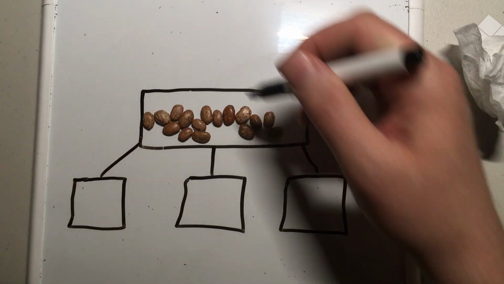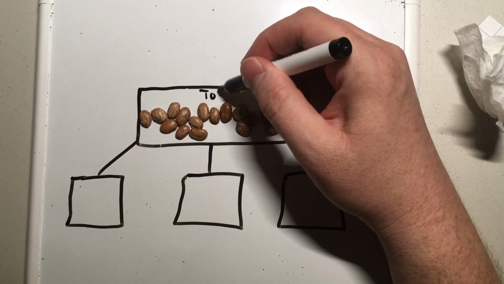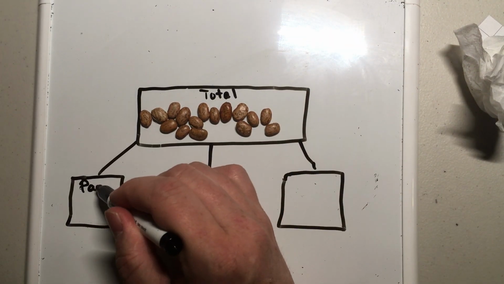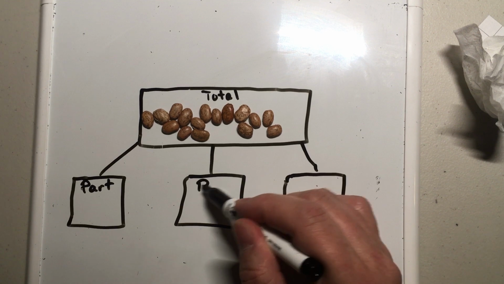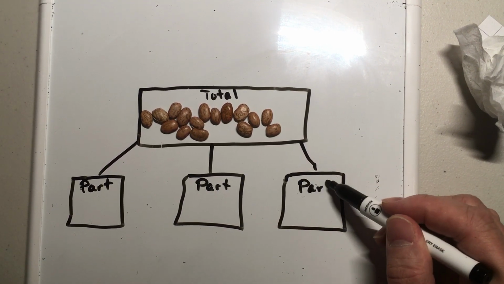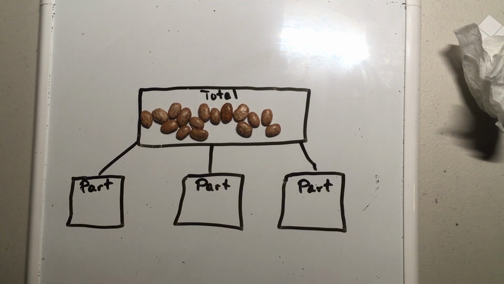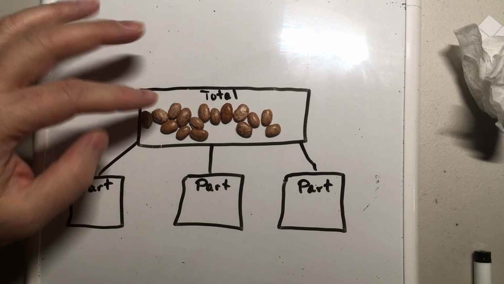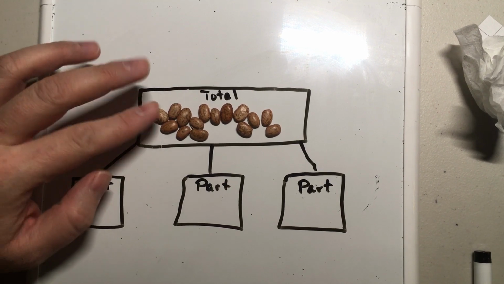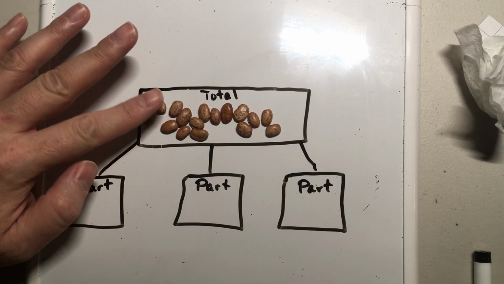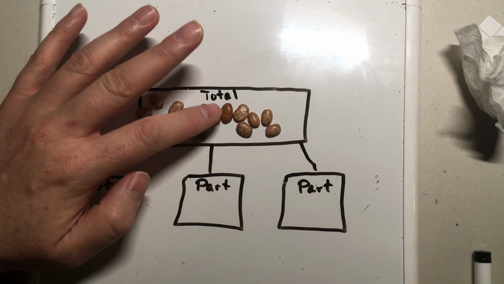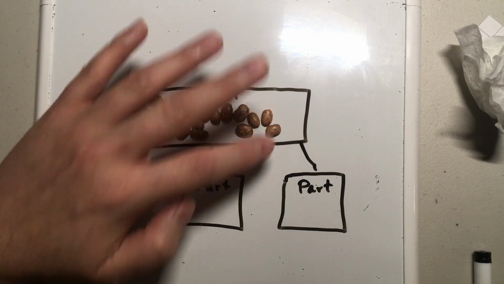All right, so total parts. Now, once again, I'm working with the same amount of beans at first, which is 16. Let me double check to make sure. 1, 2, 3, 4, 5, 6, 7, 8, 9, 10, 11, 12, 13, 14, 15, 16.